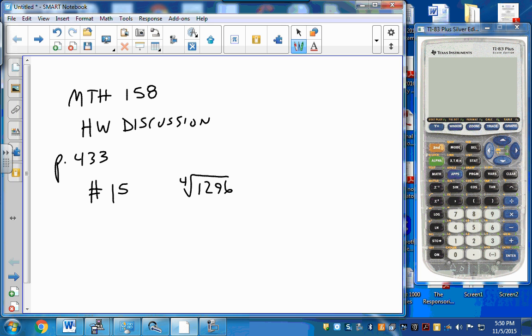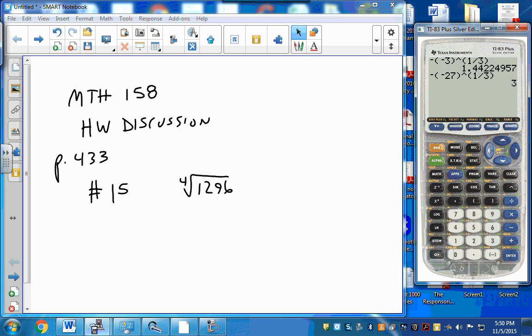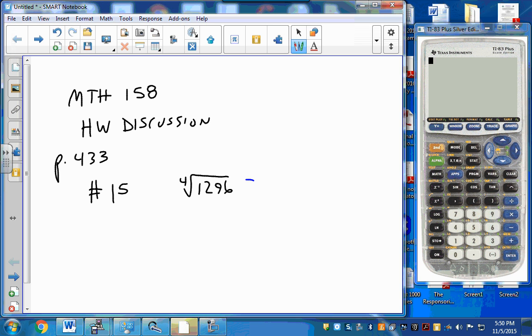Okay, I have my calculator here, so I can look for the fourth root of 1296. Now, there is a fourth root button on there. It's sort of hard to find. I like to think of this as 1296 raised to the 1/4 power. Remember, roots are on the bottom. So I can do it that way, or if I want to do that as a decimal, 1296 raised to the 0.25 power. 0.25 is a quarter. So I can do it that way.